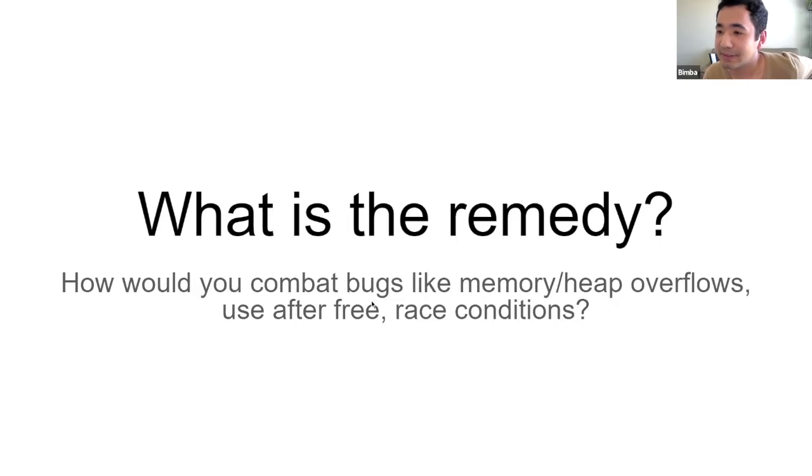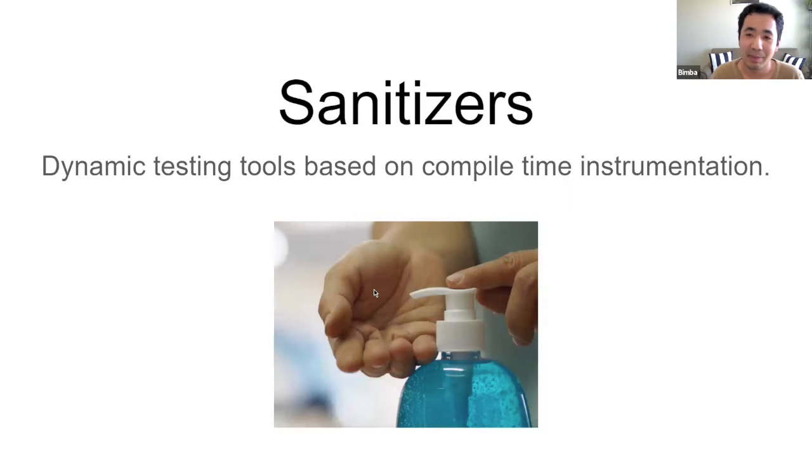Anything else? So one thing that lots of people do is use sanitizers. Sanitizers are dynamic testing tools, which just means you have to run the code for them to do anything. They use compile-time instrumentation, which just means when you compile your code, you pass in some other flags that add some bells and whistles so that you can debug it properly. But sanitizers let you do a whole bunch of cool things.